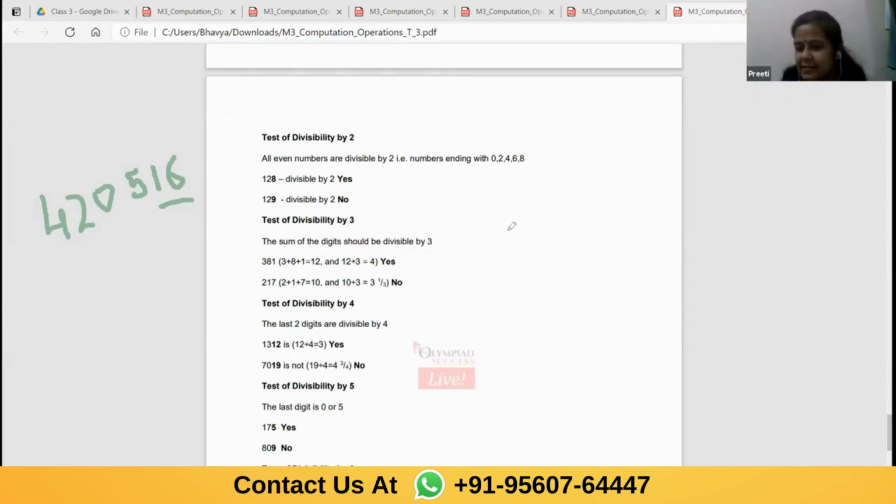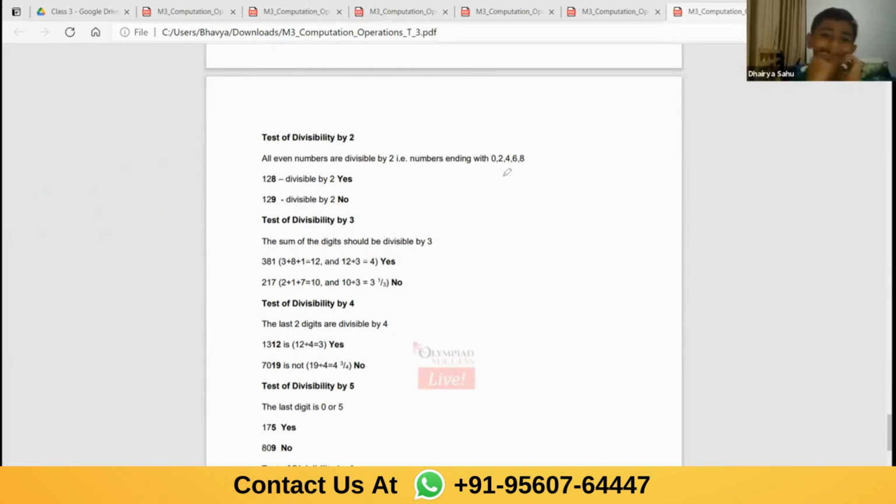To check the first number, if it is not divisible, we should take the shorter number from that in that table only. Yes, that is okay, Alarika. But these are shortcuts of checking. Yes, ma'am, I know these shortcuts. Okay.